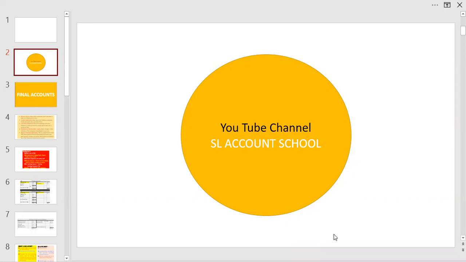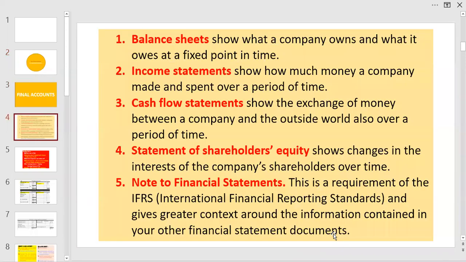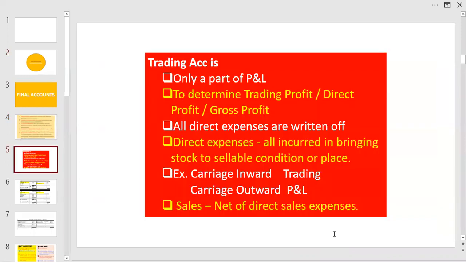Today's topic would be preparation of final accounts. This refers to the preparation of financial statements. We are hoping to deal with the first two today. Profit and loss account can be a one-step account where all expenses are matched with all incomes and the net result is arrived at.